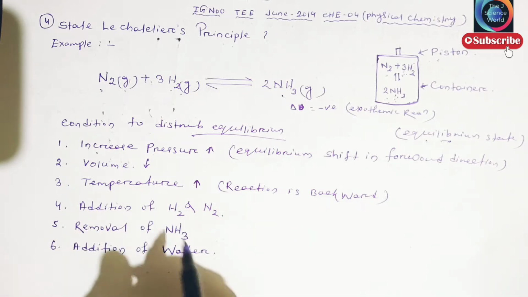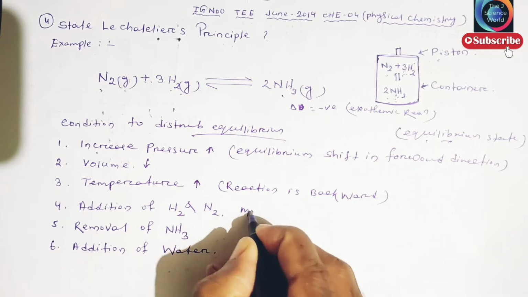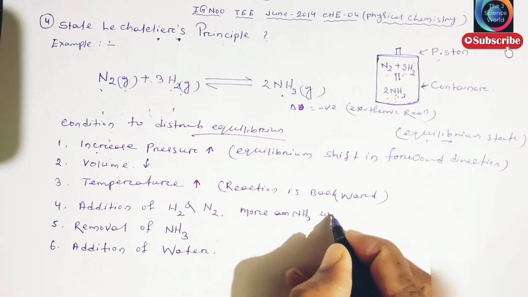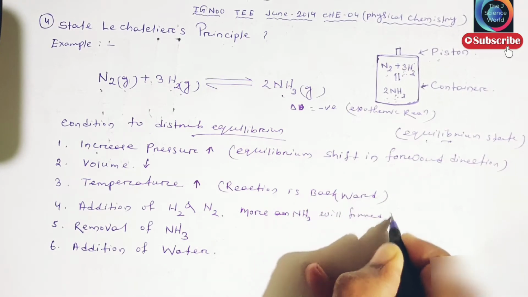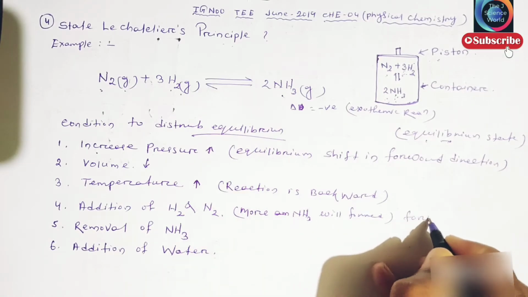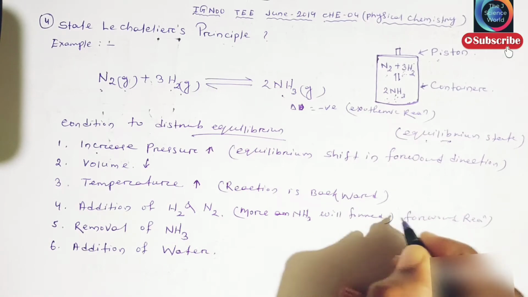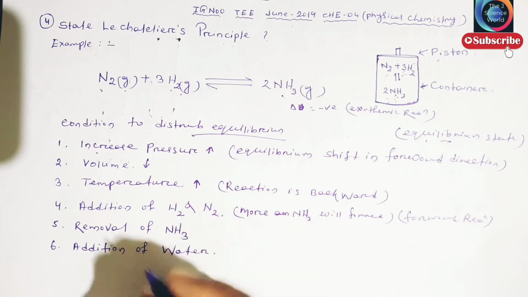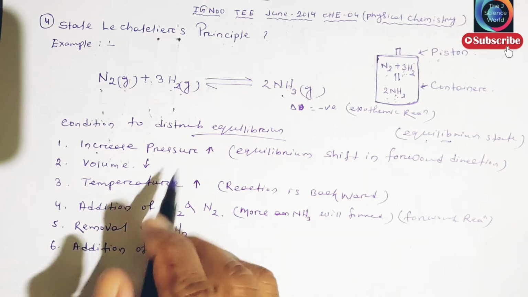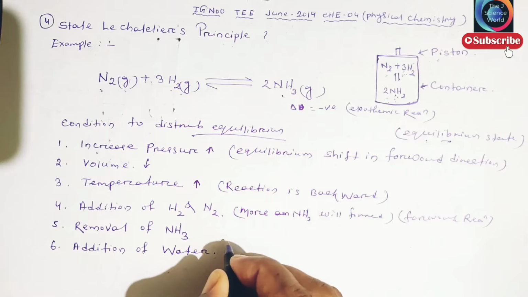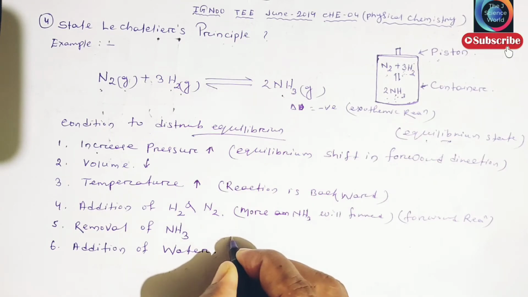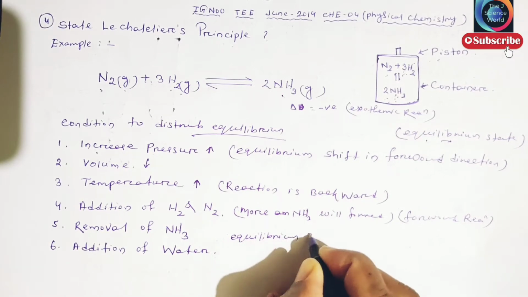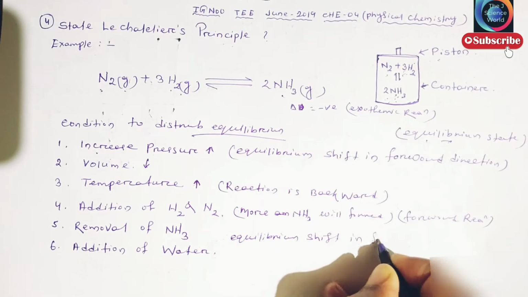The next one is addition of H2 and N2. If we add H2 and N2, then more NH3 will form. Our reaction goes in the forward direction. Then the fifth one is removal of ammonia. If we remove ammonia, more nitrogen and hydrogen react with each other and form more ammonia. This is also the forward direction. Our equilibrium shifts in the forward direction.